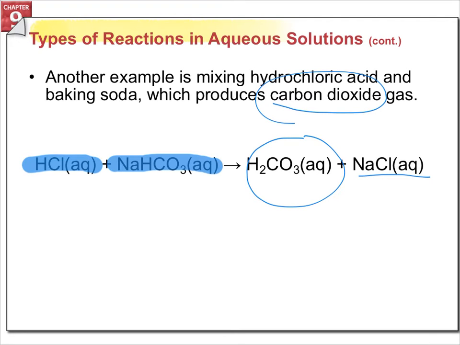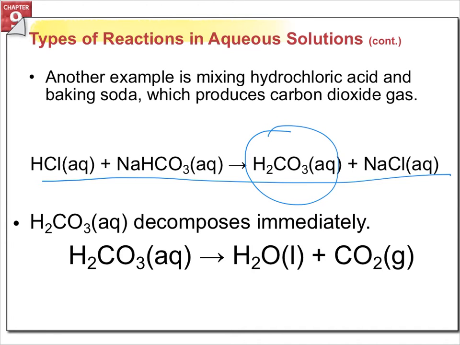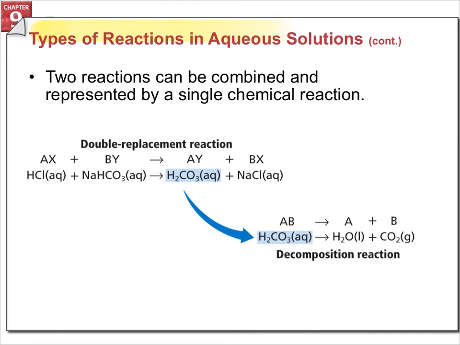No, it's because this is now a 2-step reaction. Here is our original reaction that we saw, and what you need to know is that this carbonic acid is then decomposed, and that's when you end up getting the water and the carbon dioxide gas. So this is a 2-step process reaction. We have a double replacement reaction that's immediately followed by a decomposition. So 2 reactions can be combined and represented by a single chemical reaction.